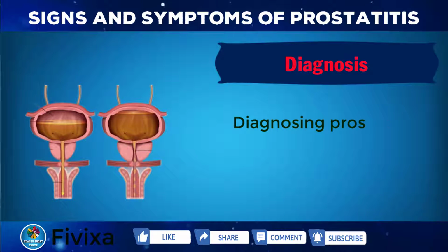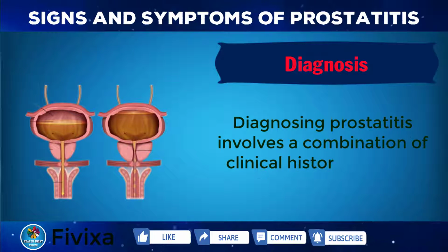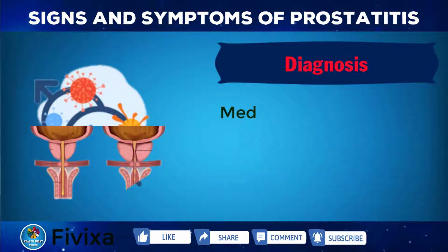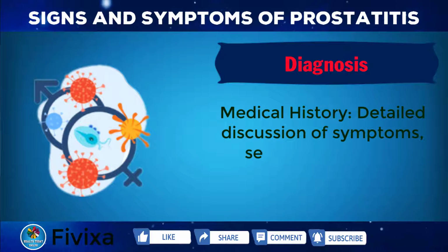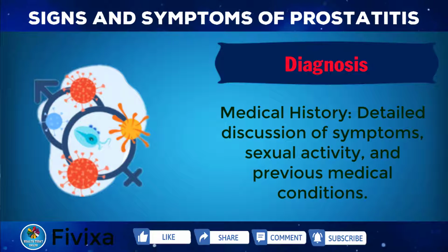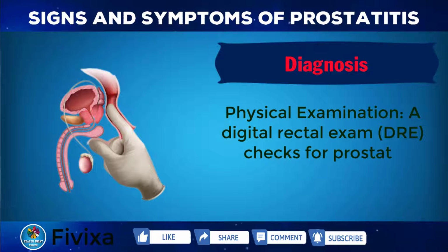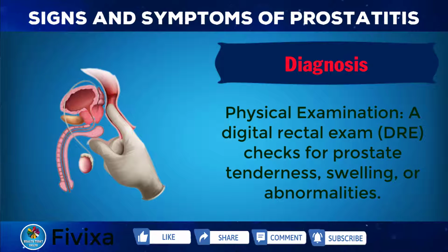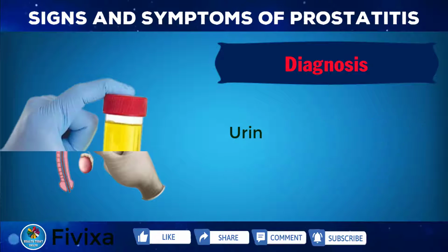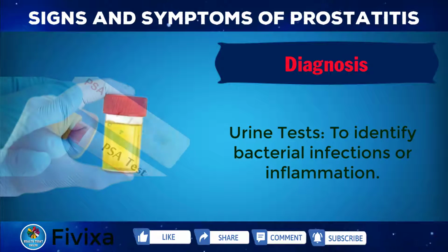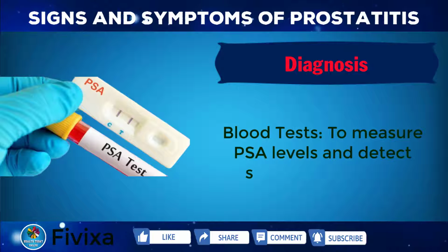Diagnosis. Diagnosing prostatitis involves a combination of clinical history, physical exams, and laboratory tests. Medical history. Detailed discussion of symptoms, sexual activity, and previous medical conditions. Physical examination. A digital rectal exam (DRE) checks for prostate tenderness, swelling, or abnormalities. Urine tests to identify bacterial infections or inflammation. Blood tests to measure PSA levels and detect systemic infection.